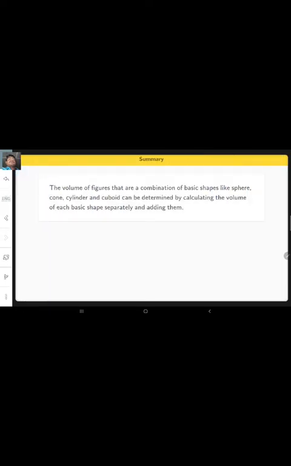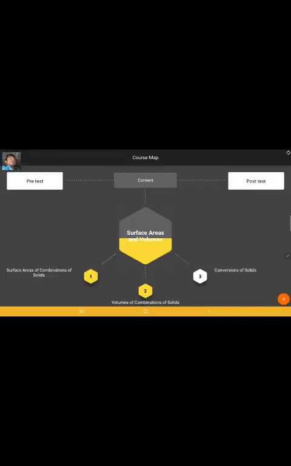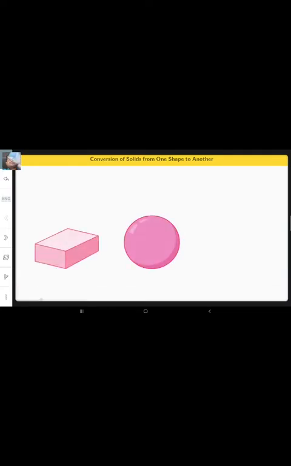Let's summarize what we have learnt in this topic. We see various objects of different shapes in our daily lives. Some objects are converted from one shape to another for different purposes.